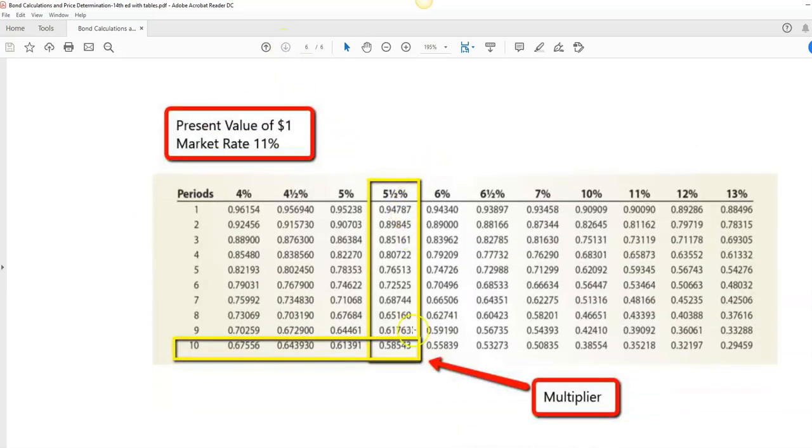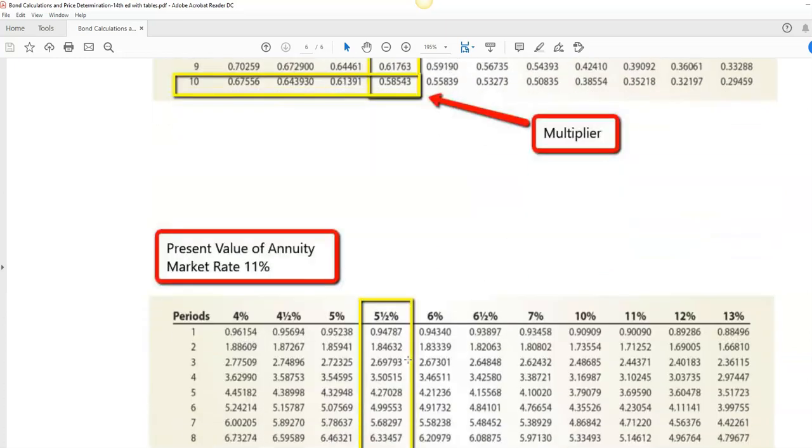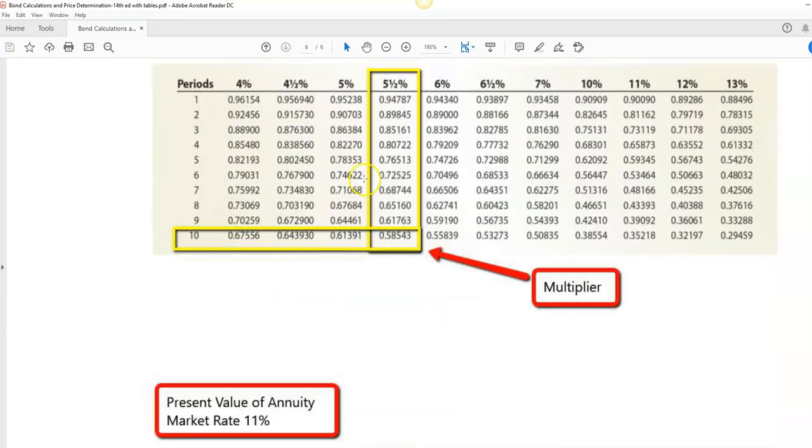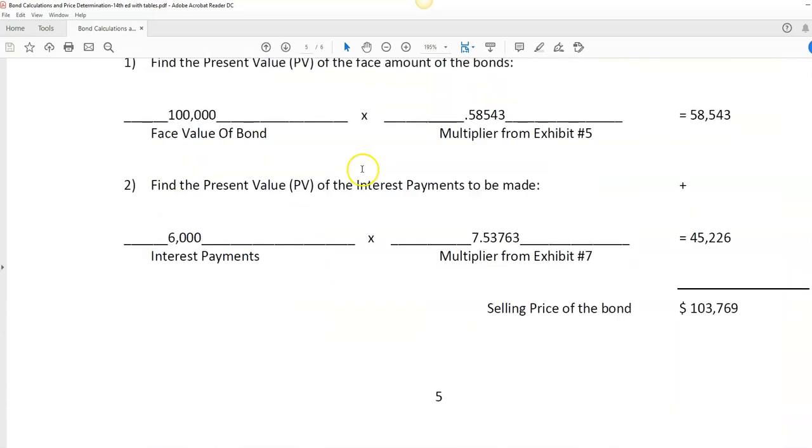Here's my chart. 5.5, 10 periods. This is for the first one. This is for the annuity. 5.5, 10 periods. So I took them to the chart. That's how I got this information. This times this equals this, plus this times this equals this. Add them together. So this is a quick little snapshot with a little formula base that you can actually use.